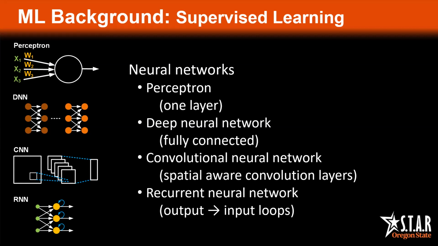Perceptron models represent the simplest case that calculates weighted sums using the inputs and learned values for connections between the input and the output. More complex deep neural networks include many layers of these weighted sums. Additional neural network variants include convolutional neural networks and recurrent neural networks.